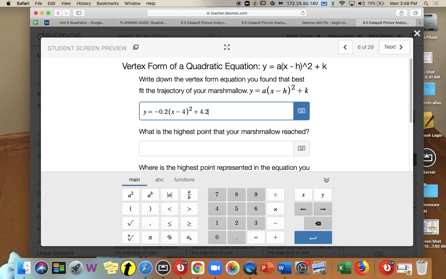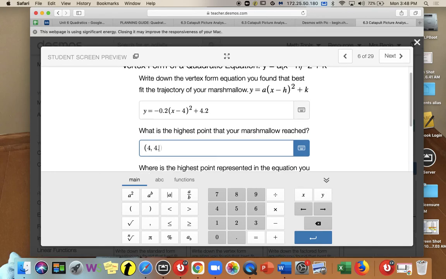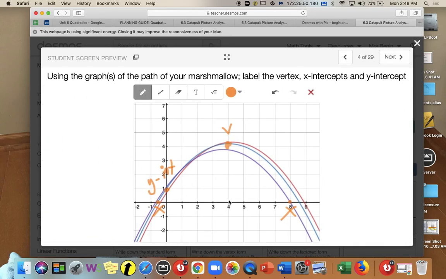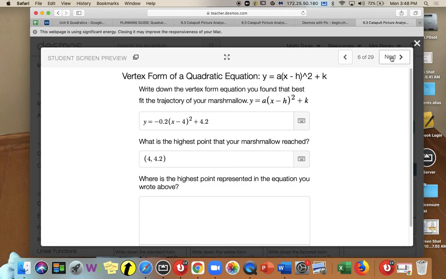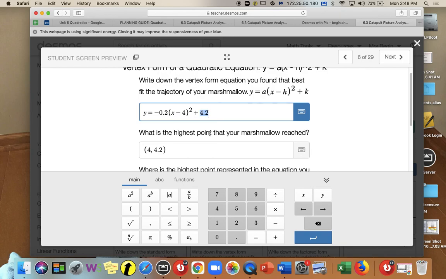Okay, so 4.2. All right, what is the highest point of our graph? It was actually 4.2. Again, if we want to go back and look, there it is, about 4.2, I would estimate to be that highest point of the graph, and the blue and the red were closer to it. So again, where's the highest point represented? Well, it's going to be the opposite of the H value, and then it's going to be the same as the K value.